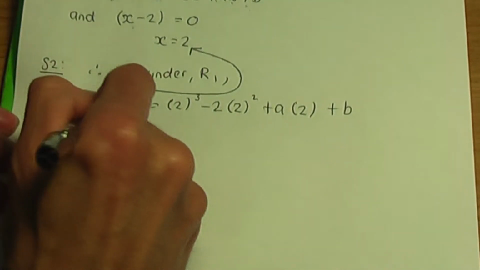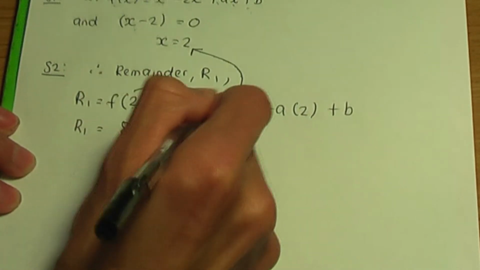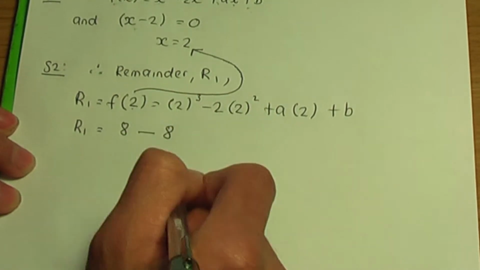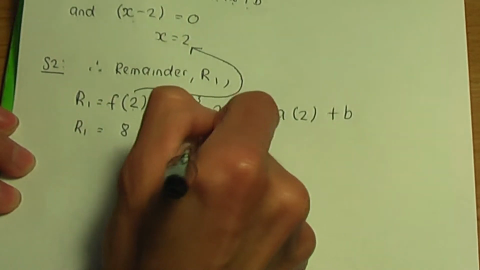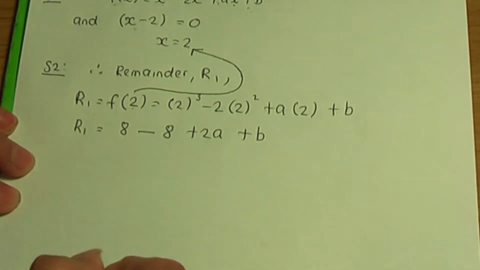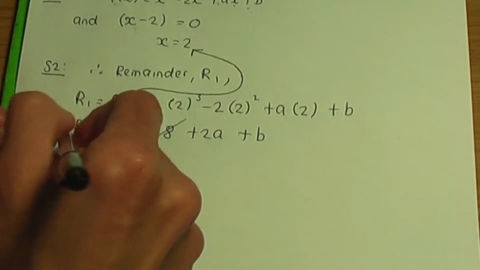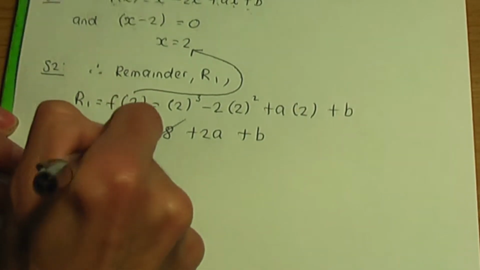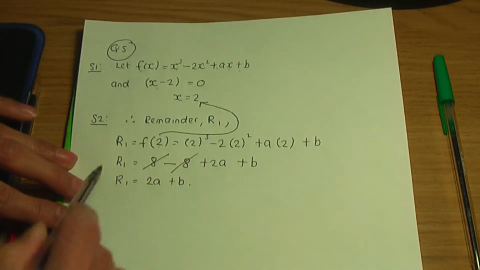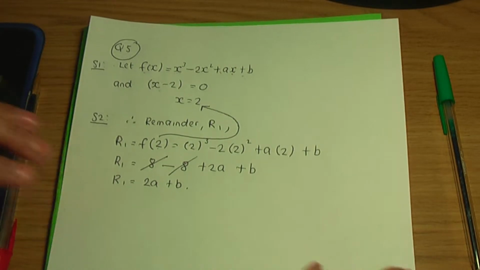And let's continue to simplify. 2 cubed is 8, minus 2 times 2 squared is 8 also. A times 2 is 2a, plus the b at the end. And as 8 minus 8 is 0, R1 is 2a plus b. So this is R1, the first remainder simplified to the maximum.